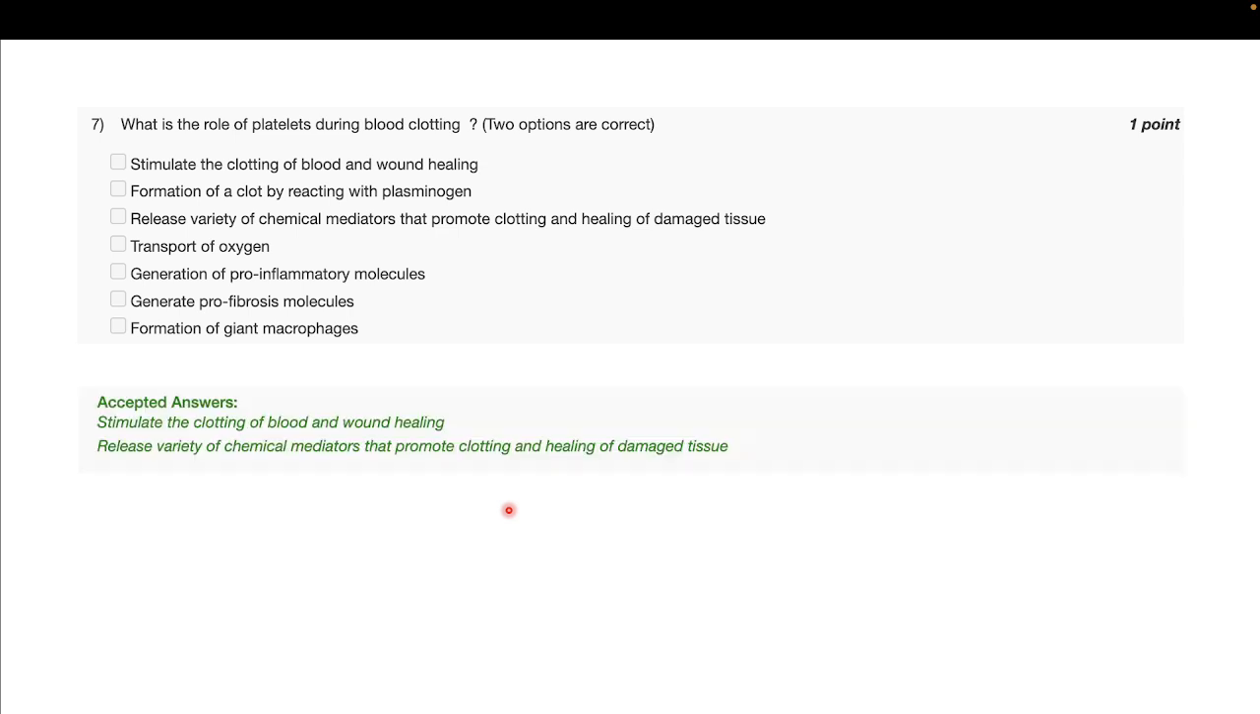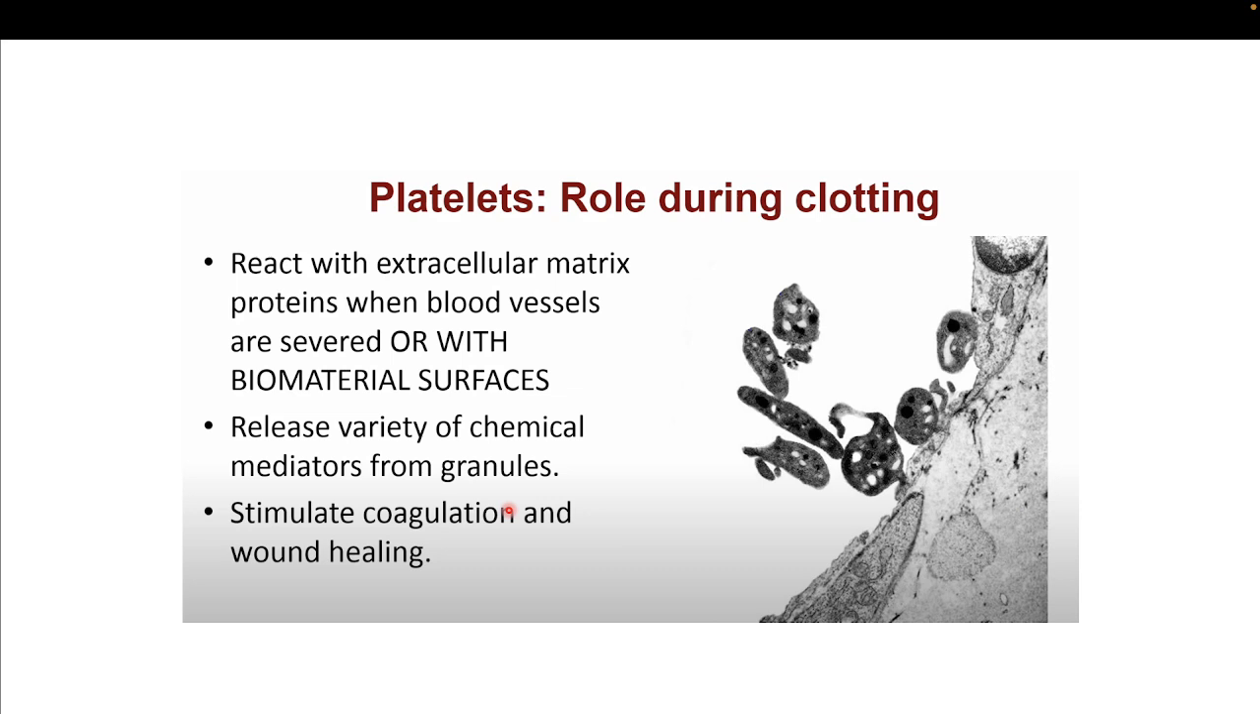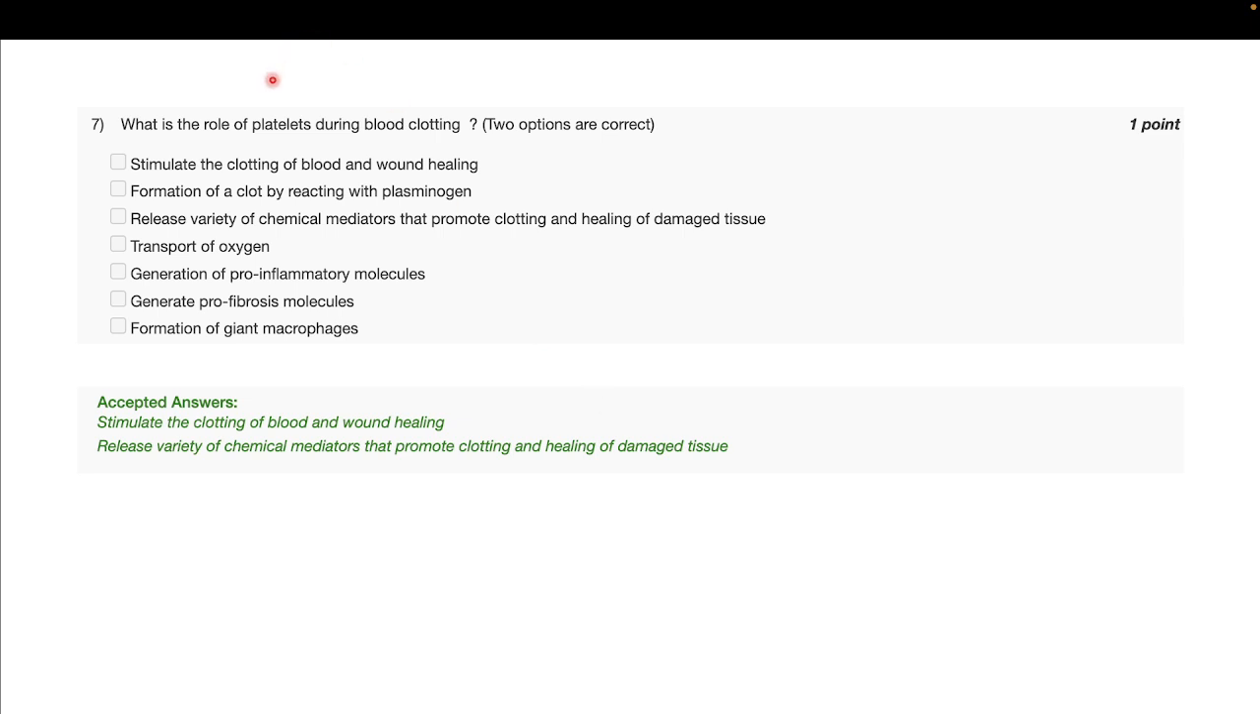No? Okay. The correct answer is it stimulates the clotting of blood and wound healing, and it releases variety of chemical mediators that promote clotting and healing of a damaged tissue. So as I said, if there is a blood clot in the body, your platelets are the first cells that are going to repair this particular injury to the capillary. So there are various functions of these platelets. So platelets essentially they stimulate the clotting of the blood and wound healing.